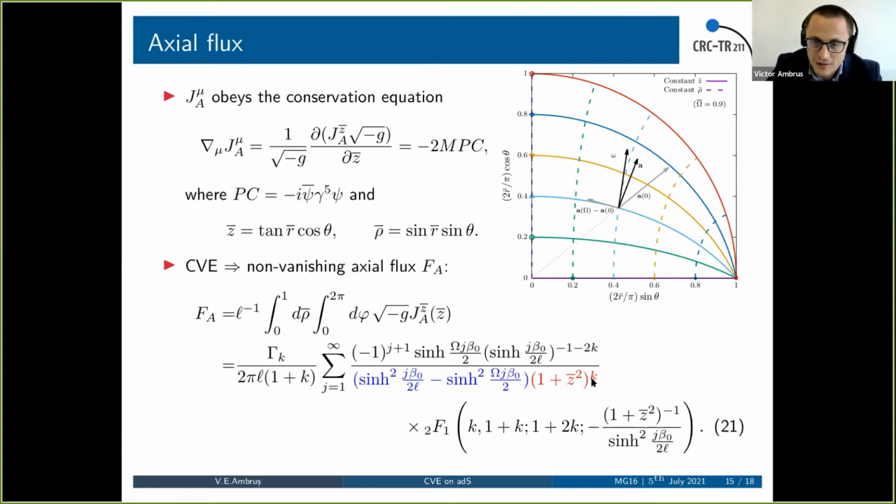And here is another term which depends on this z bar, which tells us that there is a decrease in the axial flux. Perfect, thank you. Decrease of the axial flux as we move towards infinity, but only if the quanta is massive. If the quanta is massless, then there is no decrease.